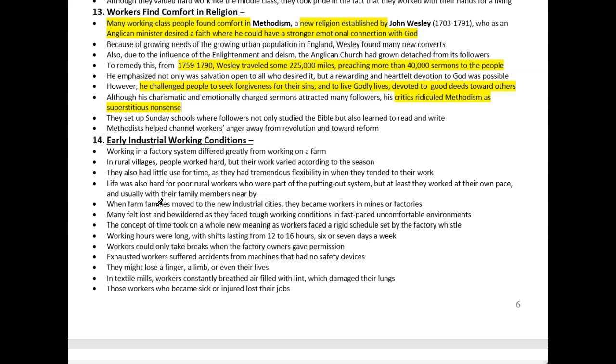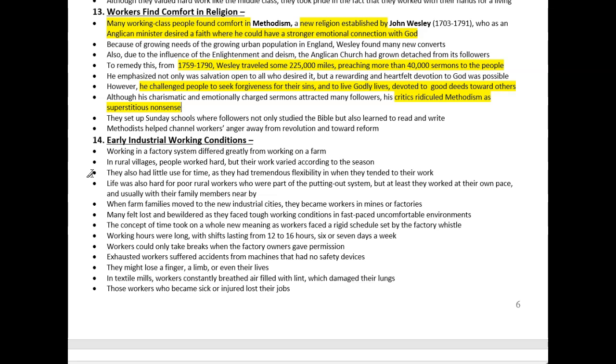Life was also hard for poor rural workers who were part of the putting out system, but at least they worked at their own pace and usually with their family members nearby. When farm families moved to the new industrial cities, they became workers in mines or factories. Many felt lost and bewildered as they faced tough working conditions in fast-paced, uncomfortable environments.